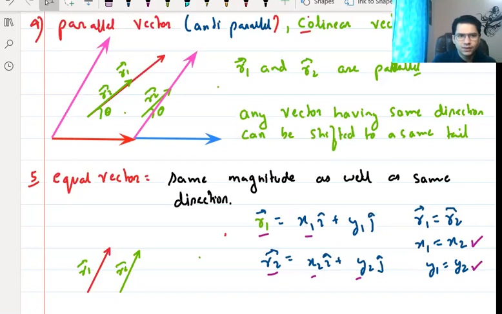ठीक है. एंटी पैरेलल मतलब उल्टा. ठीक है, समझ में आ रहा है? एंटी पैरेलल मतलब उल्टा. राइट? अब क्लियर हुआ ये चीज. एवरीवन, व्हाट इज क्लियर नाउ?